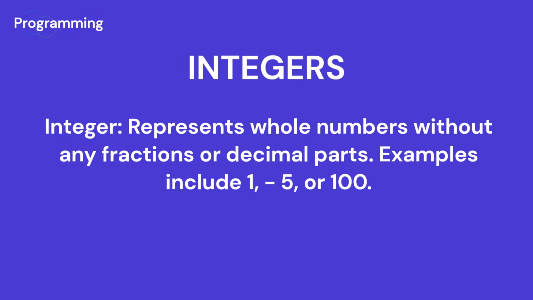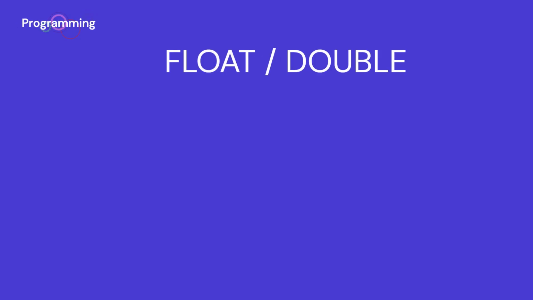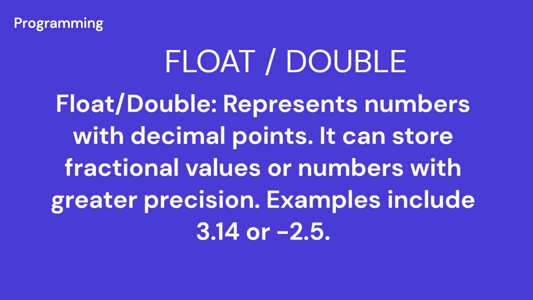Integer represents whole numbers without any fractions or decimal parts. Examples include 1, -5, or 100. Float/double represents numbers with decimal points. It can store fractional values or numbers with greater precision. Examples include 3.14 or -2.5.